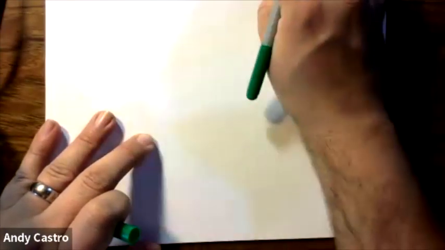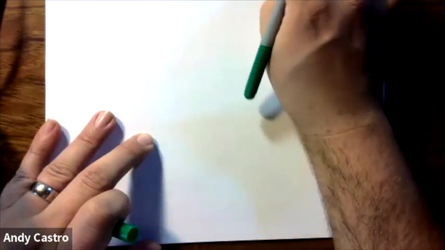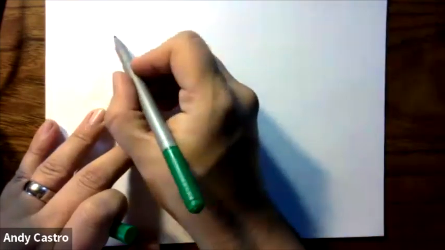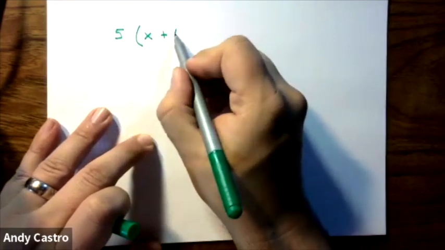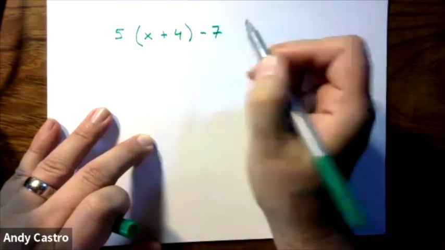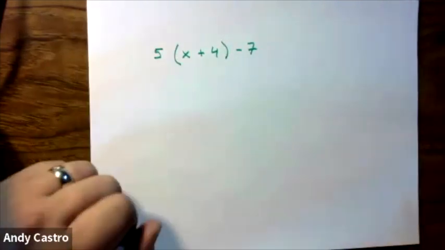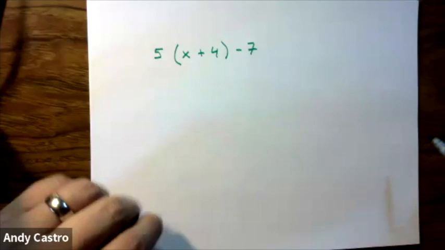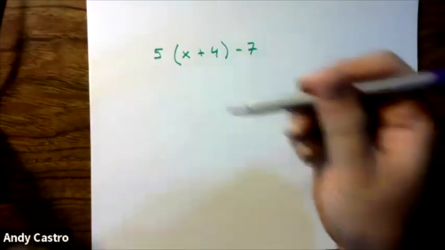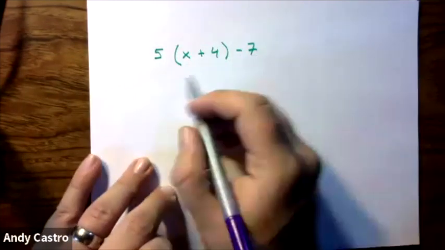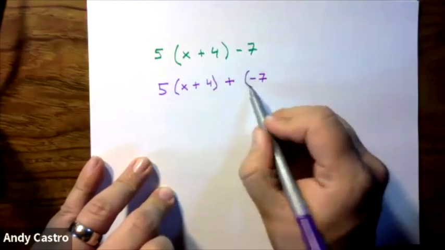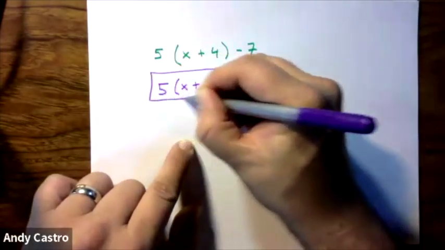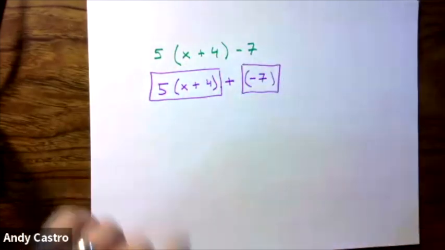All right. So now what I'm going to do is give you another problem here. Let's do 5 times the quantity x plus 4 minus 7. All right. Are there any like terms that I can combine here? Well, here's one. If I change this -7 to a +7, plus, and then here's my -7. All right. Here's a term, and here's a term.